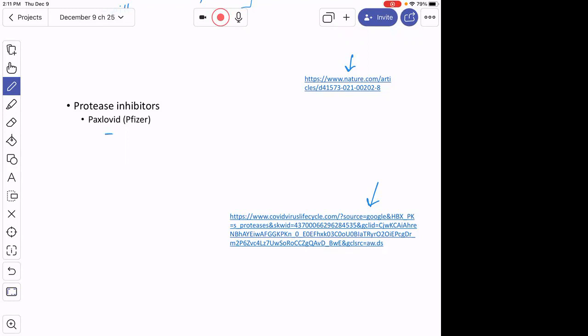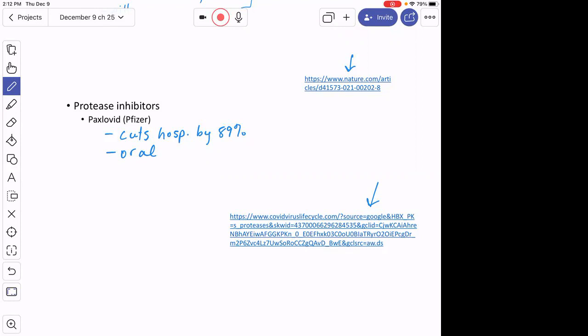I think the numbers here are that it cuts hospital infections by 89%. I think they actually had to halt their study. They were giving half the people Paxlovid and half the people some placebo. And at some point, it's not ethical to not give everybody the drug. So it cuts hospital or death rate by 89%, and it's oral. So it's a pill. That's a really good thing.